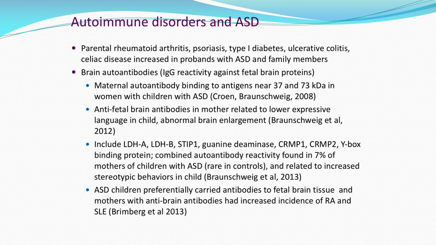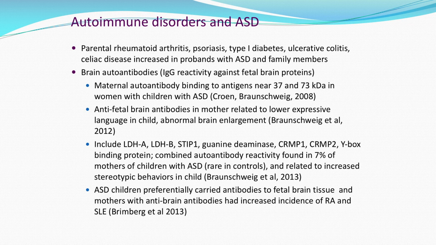And now we go to autoimmune disorders. There had been a good previous literature on a variety of immune conditions that have been associated in probands and in family members with ASD. They're listed here, like rheumatoid arthritis and psoriasis, et cetera. And this then goes to Judy Van de Water's work and many others here who have been looking at brain autoantibodies.